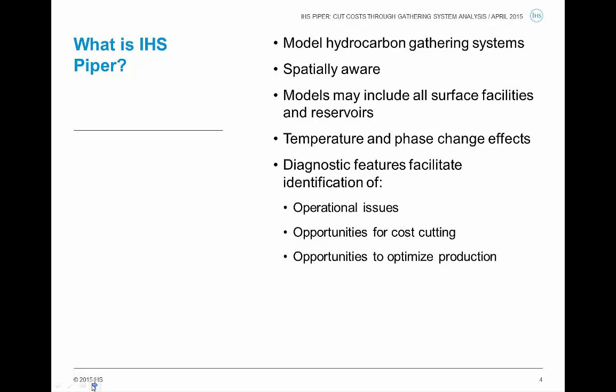IHS Piper is an integrated three-phase hydrocarbon gathering system asset modeling tool. All data can be spatially aware, that is, using a geographic information system or GIS. And when in GIS mode, each facility is assigned a fixed geographic location. All the spatial data I will show you today was obtained from Eden. For those of you who may not be familiar, Eden is an IHS web-based energy database. It is spatially aware and contains exploration and production data, basin information, and midstream content for over 250 countries.